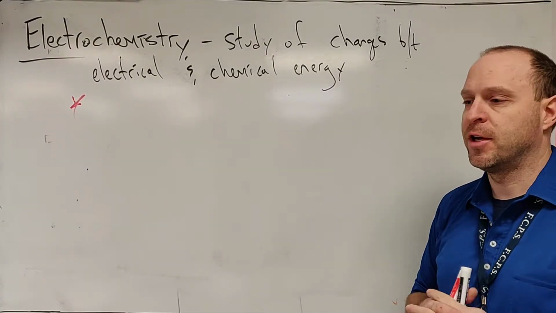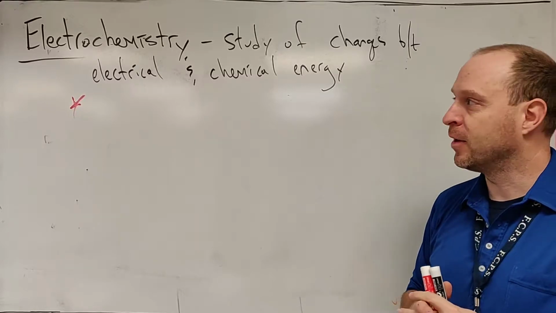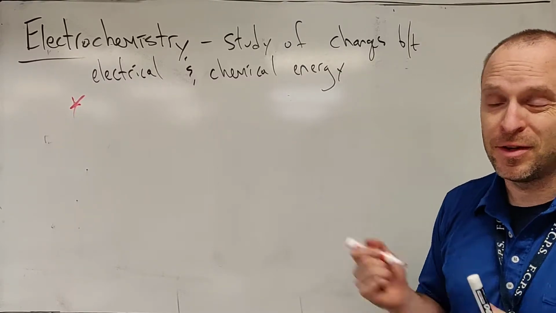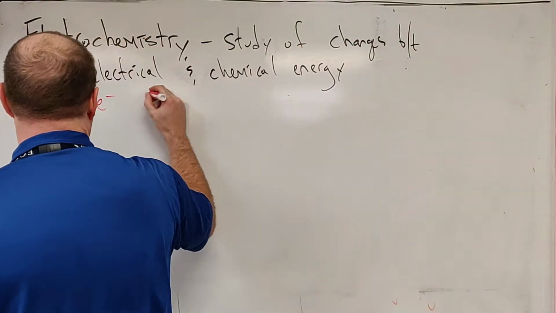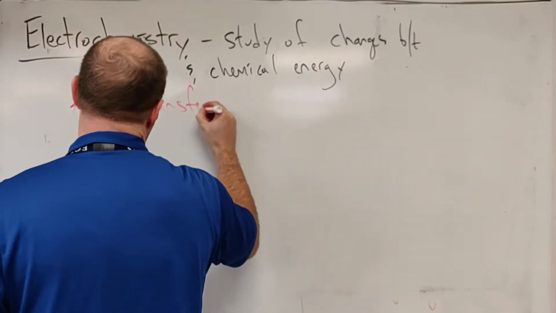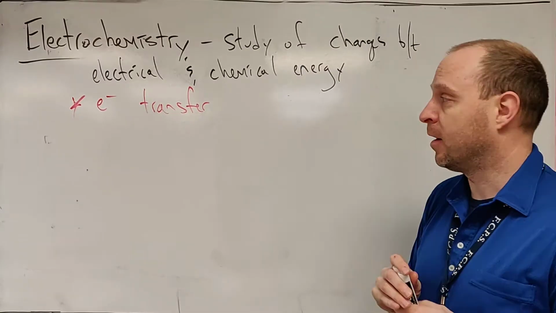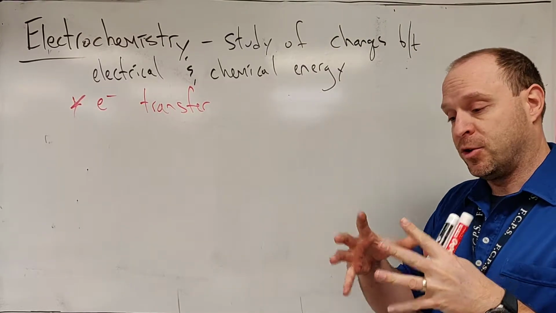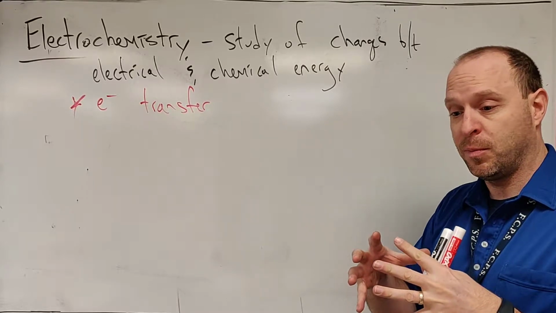Electrochemistry is the study of changes between chemical and electrical energy. And if we need to sum things up, the idea is electrons are moving. So there's some type of electron transfer. And in the big picture, our goal is to use that electron transfer to do work. In short term, the electrons just move from one place to the other.